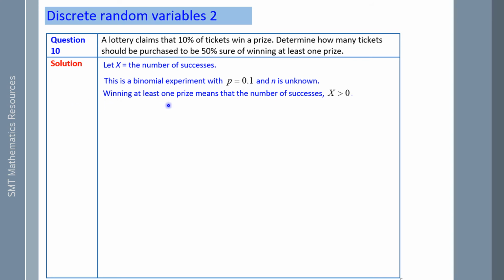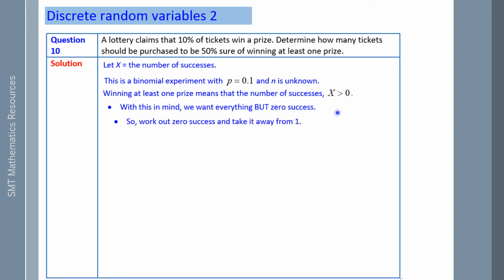Now, winning at least one prize means the number of successes is greater than 0, that you're 1 or more. With this in mind, we want everything but 0 scores. So let's work out 0 successes and take it away from 1, because for us to get 0, we must have got 1 or more. So the probability that x is greater than 0 is equal to 1 take the probability of x exactly being 0. This helps us out now because I want the 0.5, 50% chance.